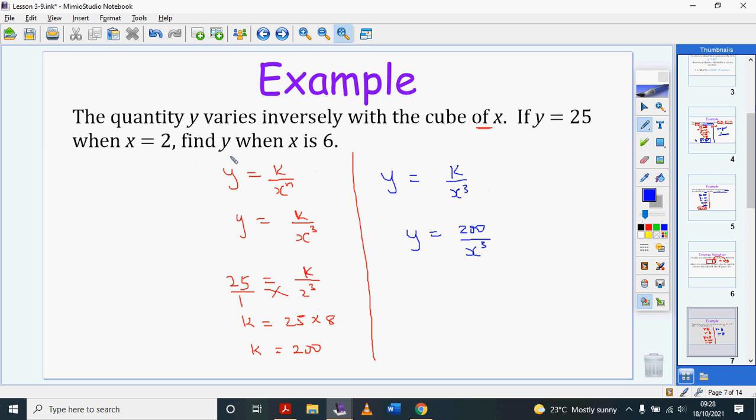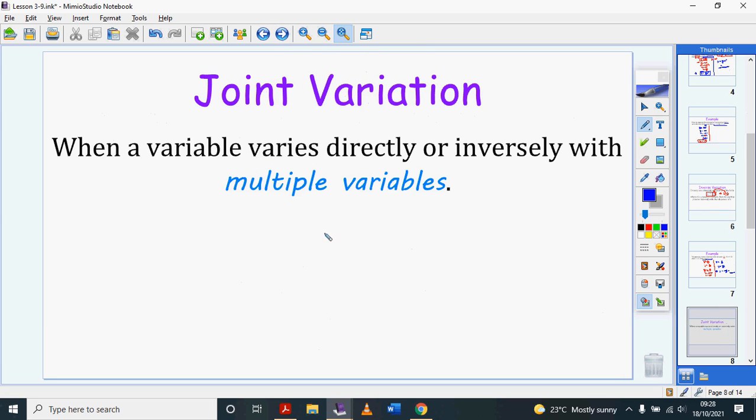So now they're asking you to find y when x is 6. That's simple. I'll just substitute for x as 6 to the power 3, and I trust that you guys can use your calculators to simplify that.